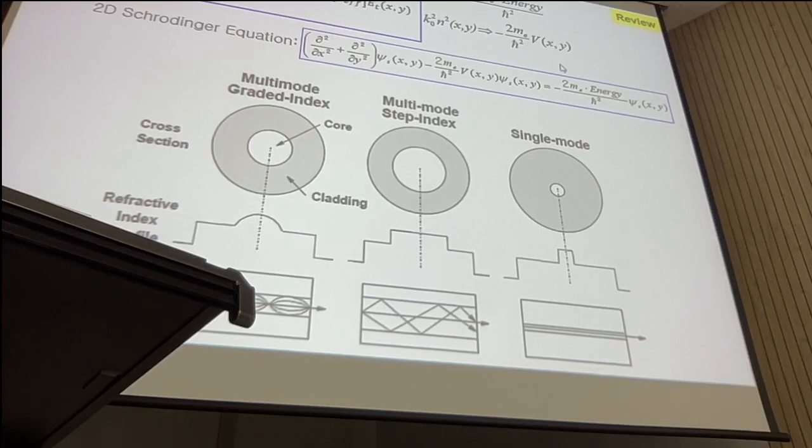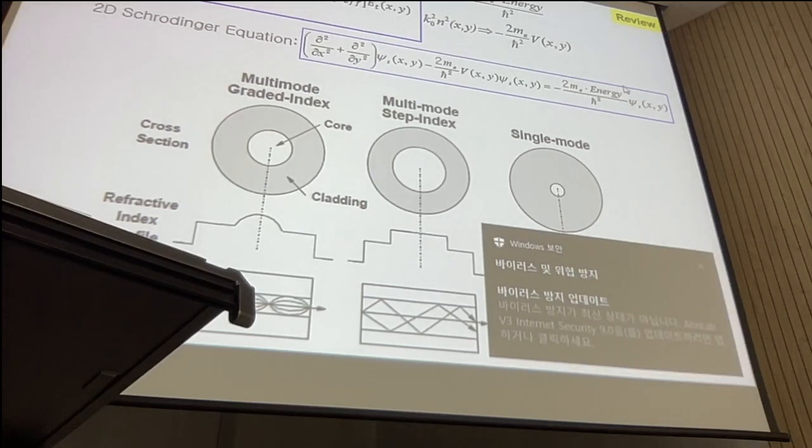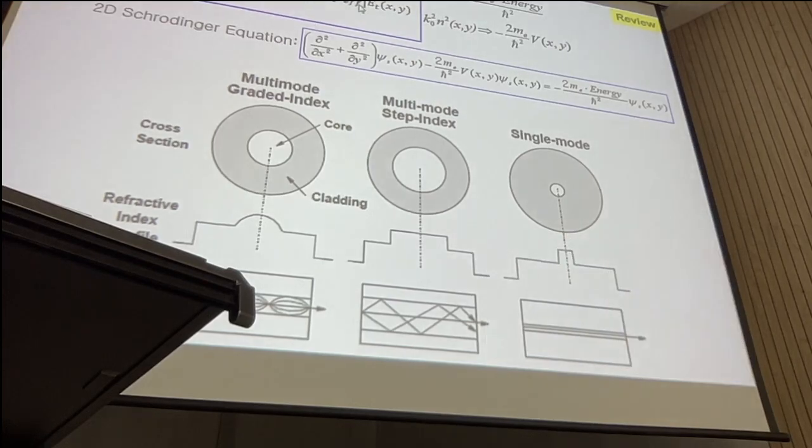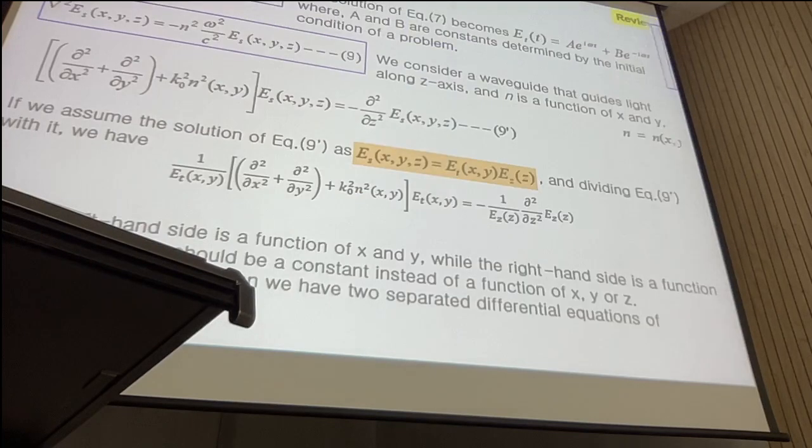And k effective becomes, I think, sign correct? Oh, okay. Right, this is correct.